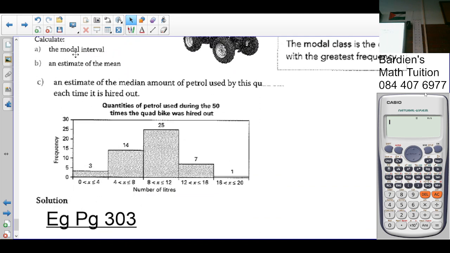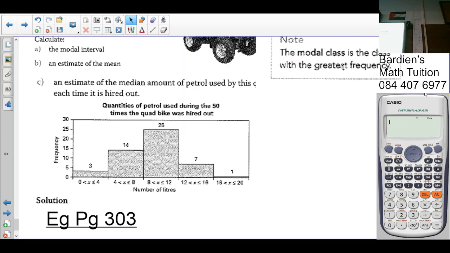calculate the modal interval. Now what is the modal? Here we are given a note here. A modal class is a class with the greatest frequency. So when we got data that are ungrouped or raw ungrouped data, we talk about the mode. Okay? Now when the data is grouped, we call it the modal. Okay? So the modal class is the class with the greatest frequency.